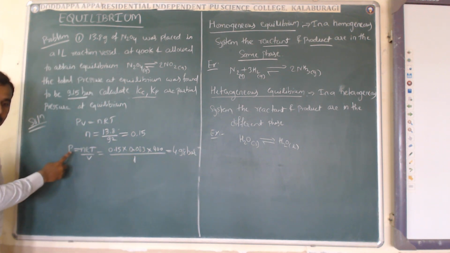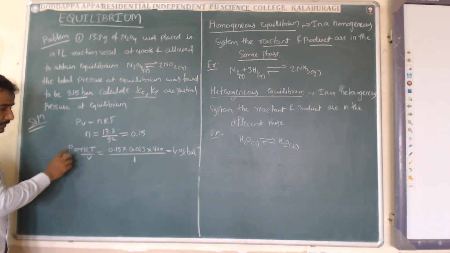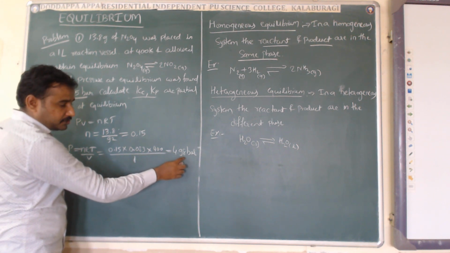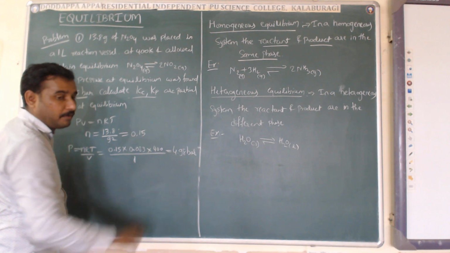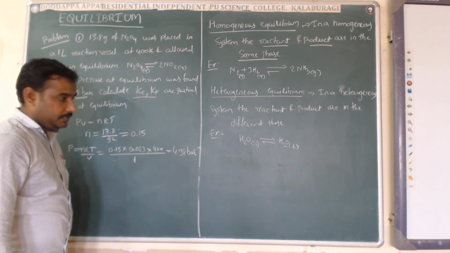We are calculating what? P value. P is equal to, what is the pressure you are getting? P means pressure. 4.98 bars. That much pressure you are getting there.